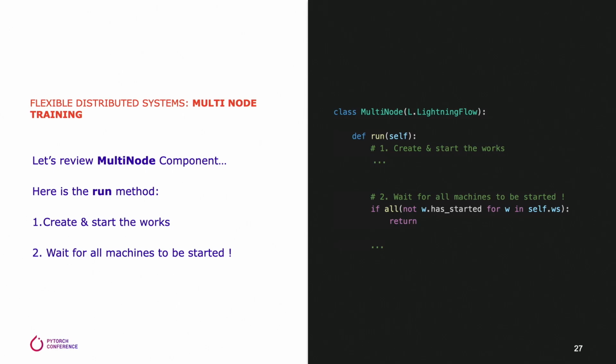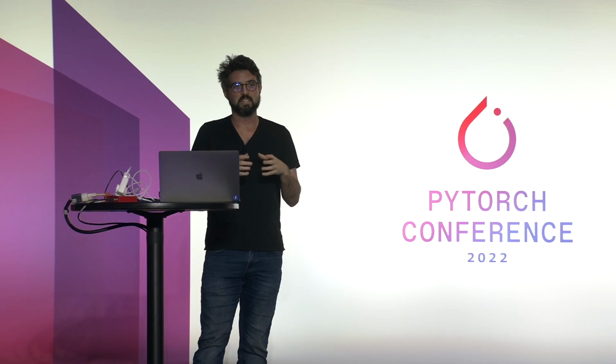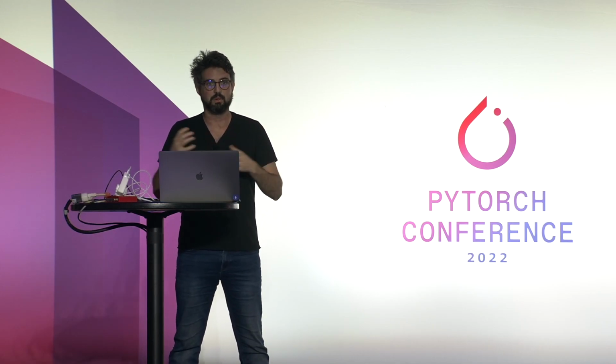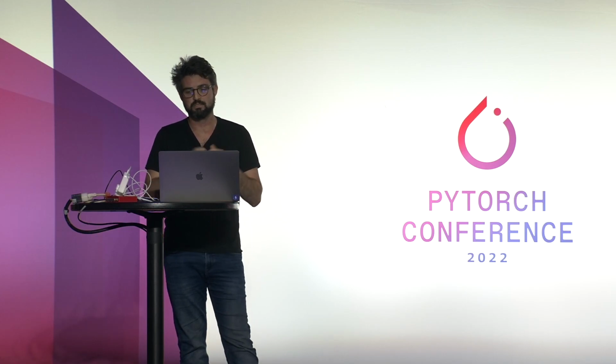The state of the walks, even if they're remote, are synchronized in the main machine, which is running the flow, which means that I can continuously check the state of the walks and decide what to do next. So here I'm saying, until all the machines are started, just wait there. We need all of them to be there to start doing the multi-node training.